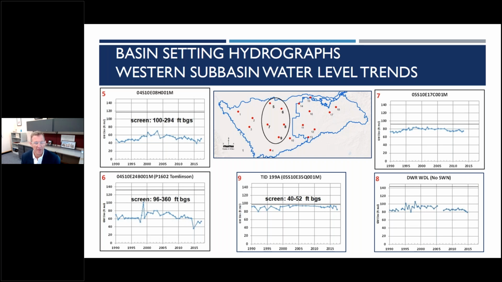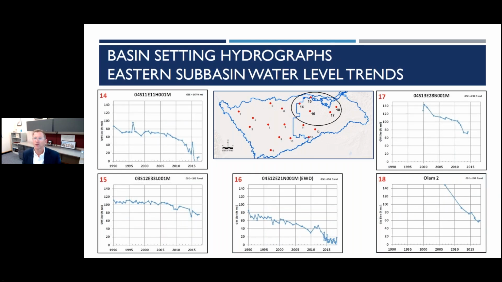And again, remember at the beginning I mentioned that most of West Turlock gets its agricultural water supply from surface water, from Tuolumne River water, not from the ground. So groundwater is used as a supplemental supply during dry years. So somewhat stable groundwater levels on the west side.